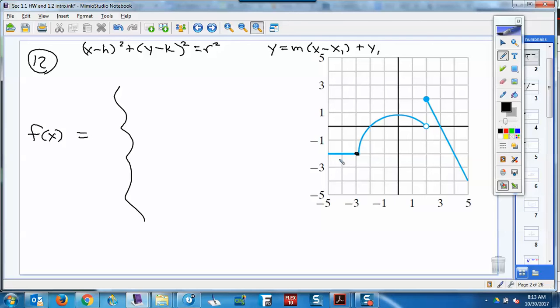y equals -2, right? Now, we already got the y equals right here. So y equals -2 would just go there. Okay? And then that goes from where to where.